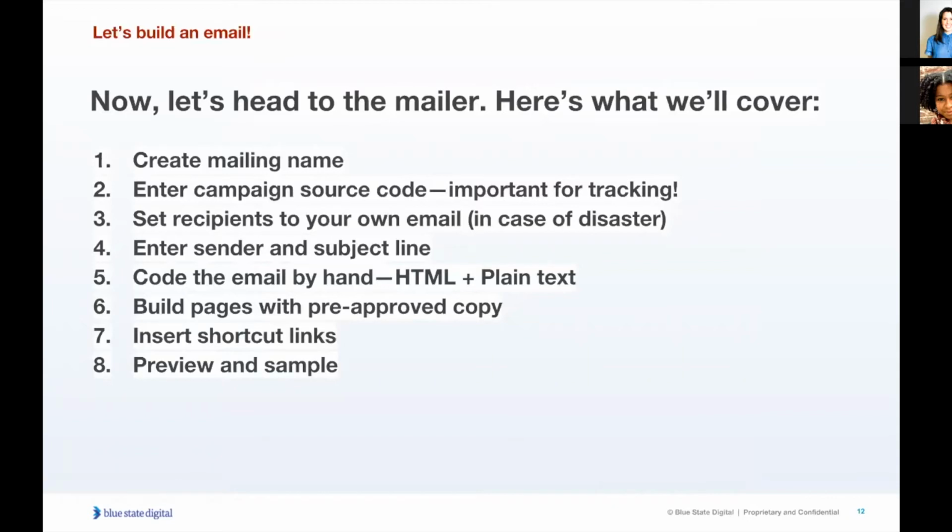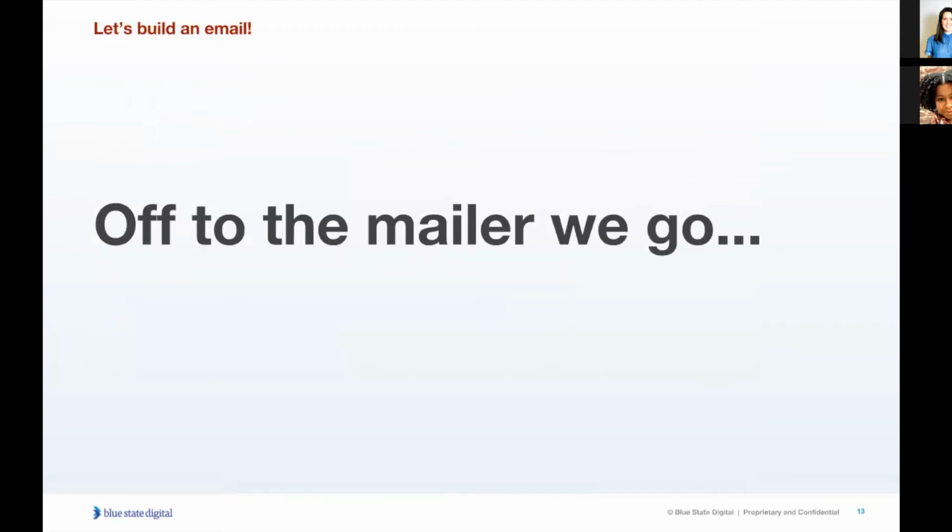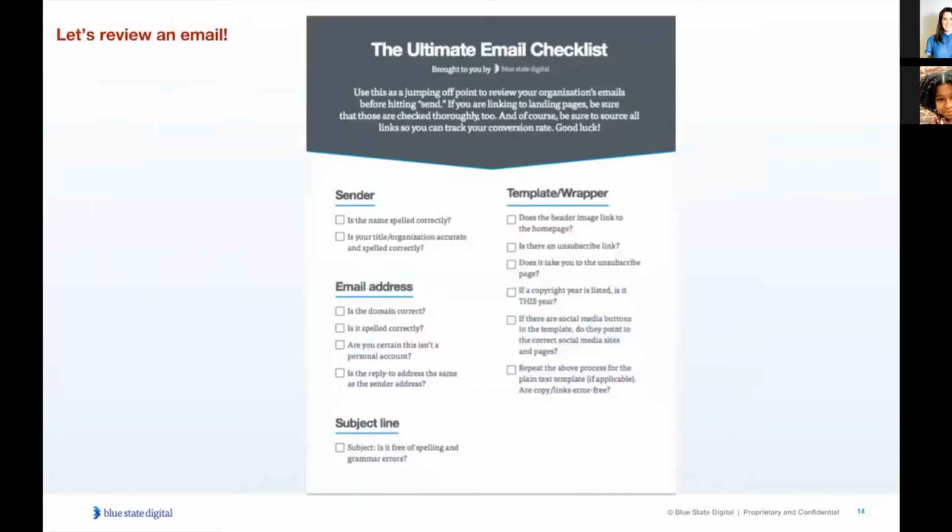We're not going to cover number 6, building pages, with this training, but that's to come soon. We're also going to enter all the shortcut links, and then we're going to preview and sample. So that's everything that we're going to do before you would actually start quality assurance. So off to the mailer we go.